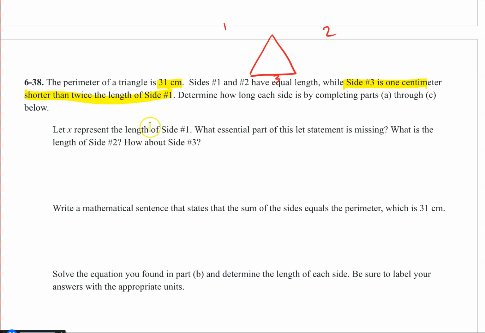Alright, so let's let x represent the length of side 1. And let me actually redraw my diagram here. So side 1, side 2, side 3. So x is going to be side 1. Now, because side 1 and 2 have equal length, that means side 2 is also x. So which essential part of this let statement is missing?